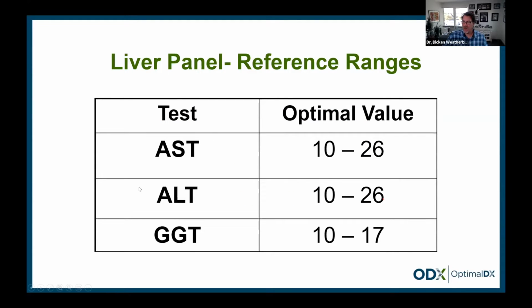So let's look at our optimal values first. So AST, I like to see between 10 to 26, ALT also between 10 to 26, and GGT between 10 to 17. Low levels of these are suggestive of a B6 deficiency, and also for GGT, magnesium and glutathione deficiency as well.